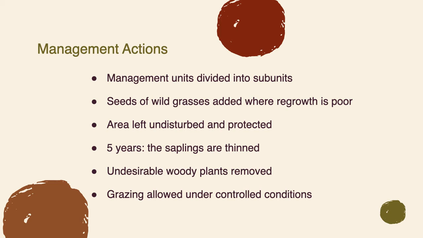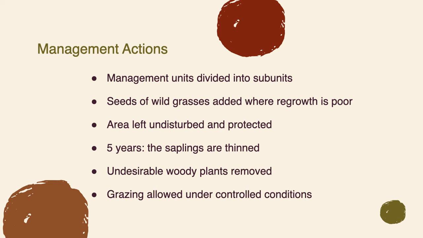Seeds of wild grasses are added where regrowth is poor, and an area is then left undisturbed and protected from cattle until young hardwood saplings become large enough to resist grazing. Limited grazing may be allowed before this for the dispersal of grass seeds spread in cattle dung.